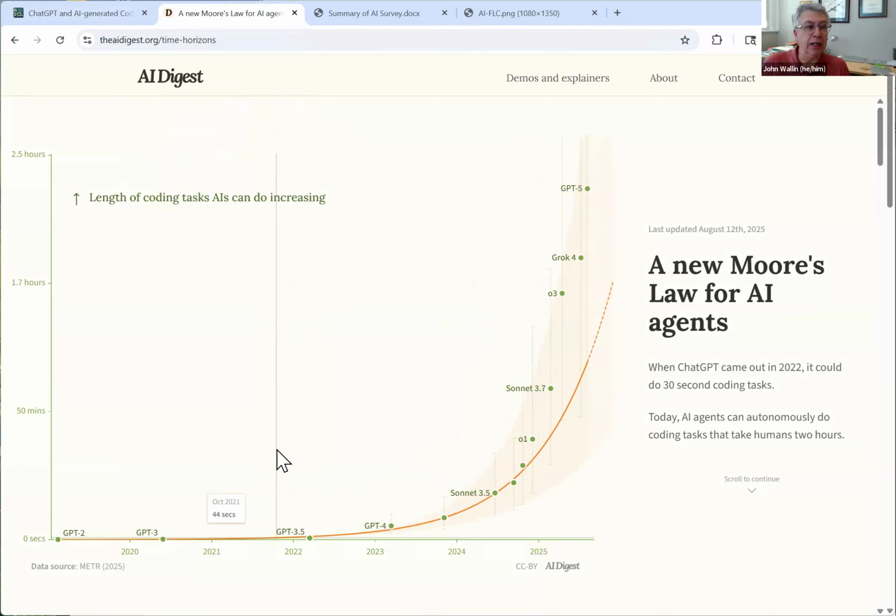So this is, again, AI Digest. You should take a look at the AI Digest. Just Google it, you'll find it. The length of coding tasks that AIs can do is increasing. So GPT-5 can do things that take humans about 2.5 hours to do. So if you have a coding task that's longer than that, it's really hard for it to understand the code base well enough to do those kind of models.